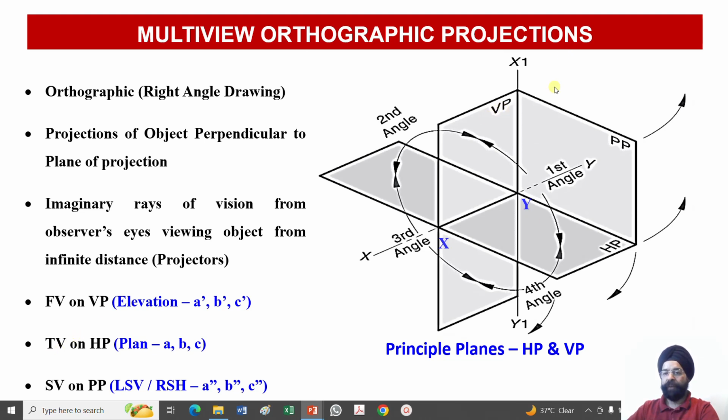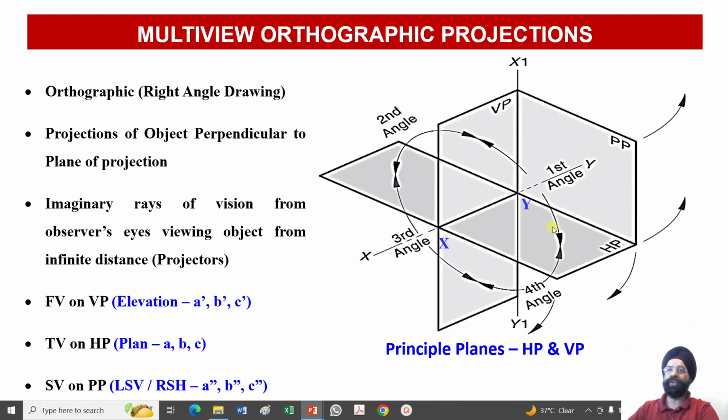Similarly, the top view is whenever we are looking at the object from the top. If we look at the object from the top, whatever view will be obtained on the horizontal plane will be called top view. Another technical name of this top view is plan. So the top view or the plan of the object will always be obtained on the horizontal plane, and the technical representation of this will be A, B, C, small a, small b, small c.